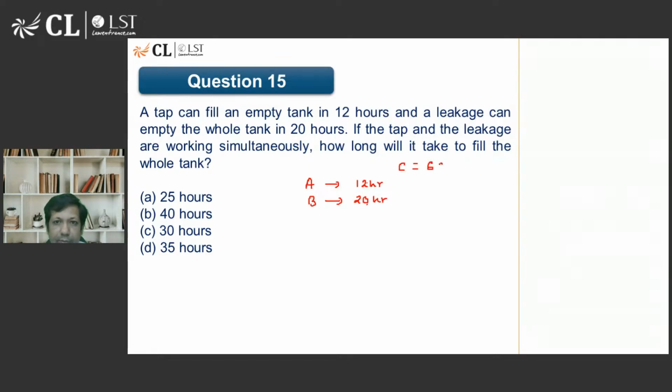60. So 60 liters. So A is filling in how many hours? 12 hours. In 12 hours, how much? 60. So in 1 hour, how much is A filling? 5. B is emptying 60 in how many hours? B is emptying 60 in 20 hours. So in 1 hour, how much? 3. So A is filling 5, B is emptying 3. So effectively, if both of them are working simultaneously, how much? 2. So the effective work is 2 in 1 hour. Total capacity is 60. So how many hours is it going to take? That's going to be option C, 30 hours. Understood, everyone?